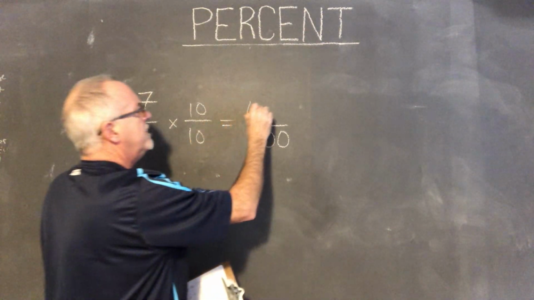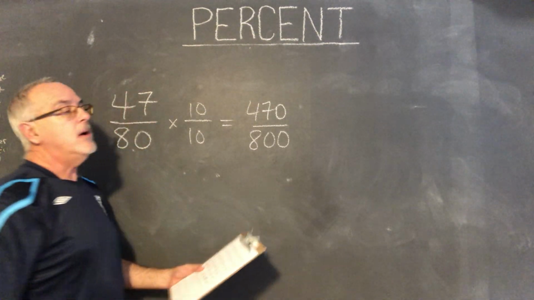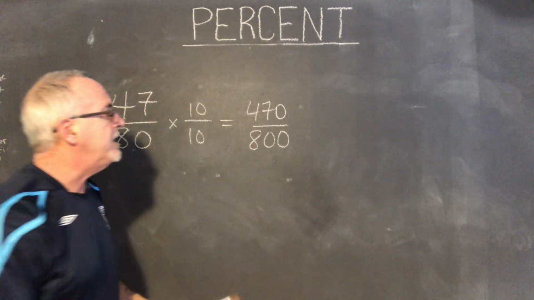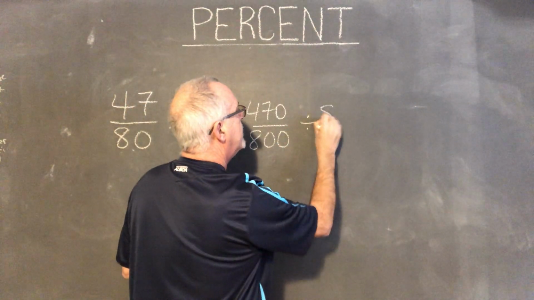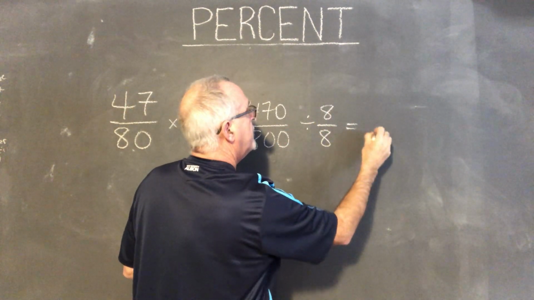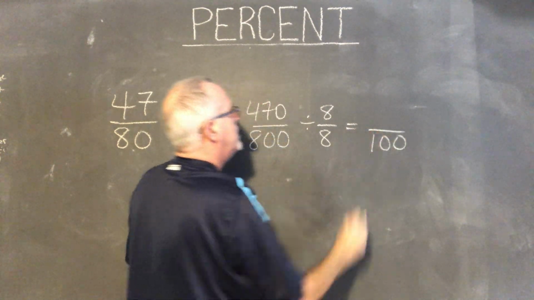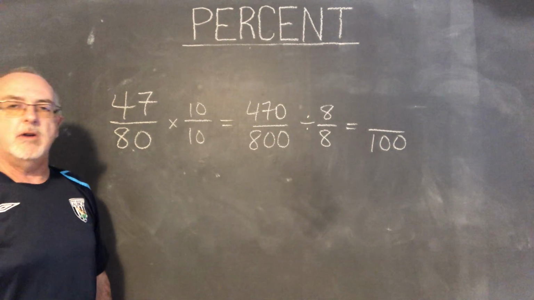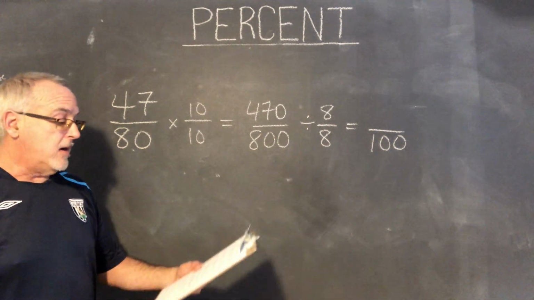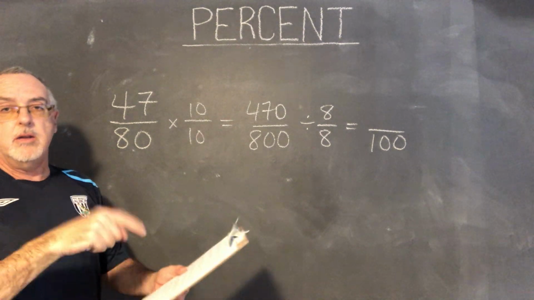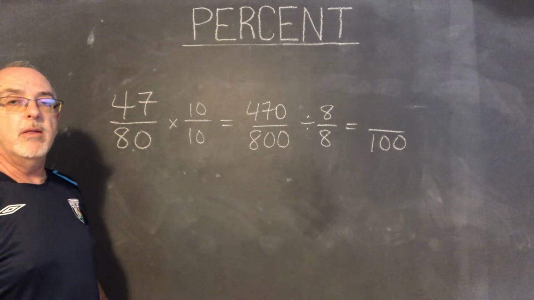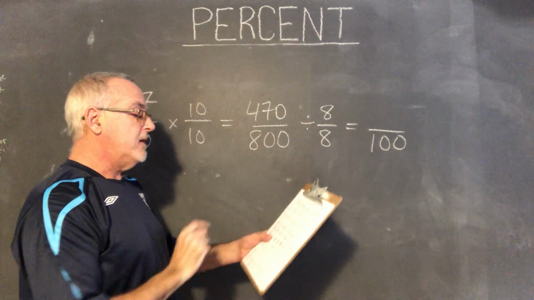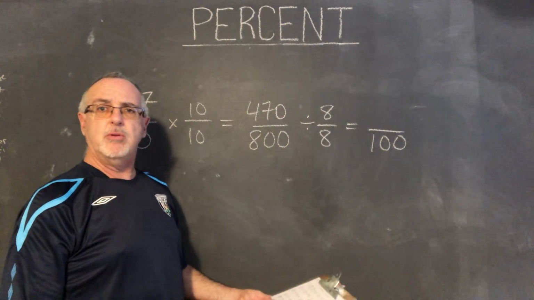47 times 10 is 470. Now, of course, I have to divide top and bottom by 8 because I want to get the 800 to turn into 100. So I'm dividing by 8 over 8. And of course, the denominator is 100. But 470 divided by 8 is not going to give me a nice clean round whole number, and I don't care. 470 divided by 8, and I can use my calculator to find this if I want, although we all know that we could divide decimals, so we could do it that way too if we really needed to. 470 divided by 8 is 58.75.